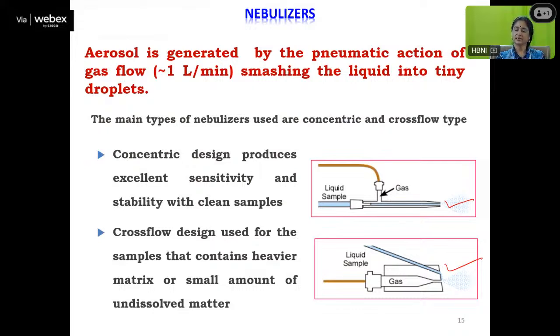But the cross flow nebulizer can be used for heavier matrices, and even if a small amount of undissolved material is present, it can still be used. So it is the more rugged one.